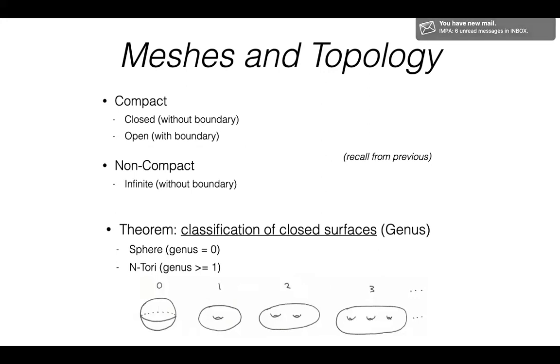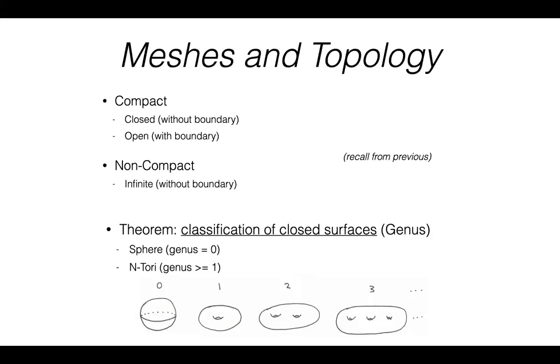And here I'm going to discuss the topology of closed compact surfaces. And there's this theorem that's very important in topology. That's the theorem of classification of closed surfaces. And it's very powerful because it says that any kind of surface that's closed and orientable is either a sphere that has genus 0 or a torus that has genus greater than 1. And so this concerns the topology of any closed surface like that.